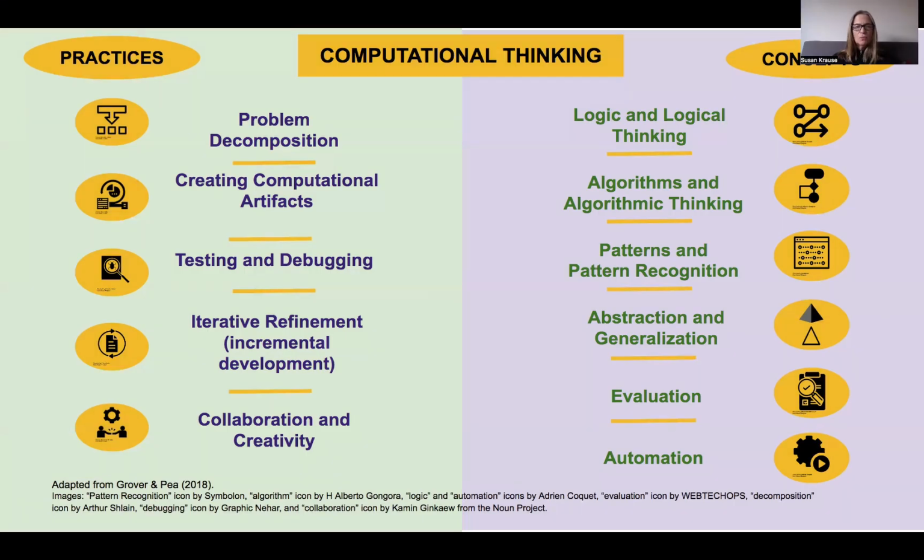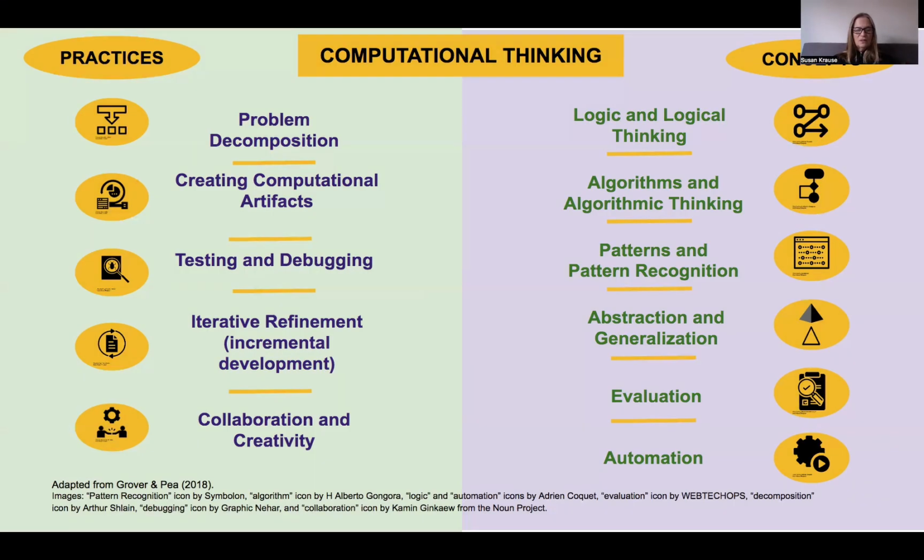Computational thinking can be broken down into practices and concepts. Practices include problem decomposition, breaking a problem down into smaller parts so it's easier to understand and easier to solve; creating computational artifacts, actually being able to use the computer to create things such as animations, instructions, or programs; testing and debugging, testing the computational artifacts that have been created to ensure that they meet the intended solution, and refining them through debugging until they do meet the intended goal.